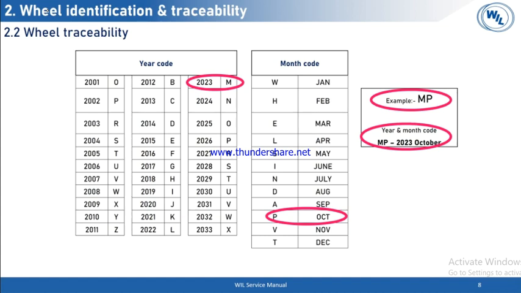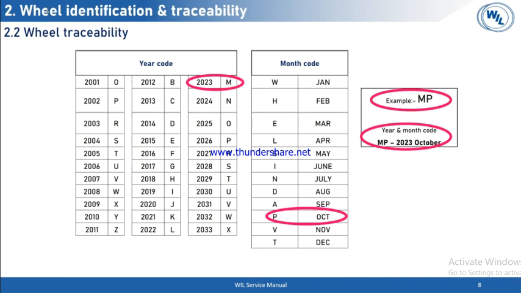Yes, correct. But it's not in a sequence, it seems random. For example, the year code starts in 2001. O, P, Q will not be there because O and Q are similar letters. Then R, S, T, U, V, W, X, Y, Z.